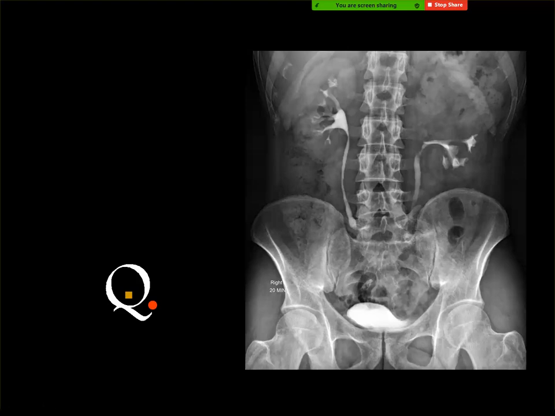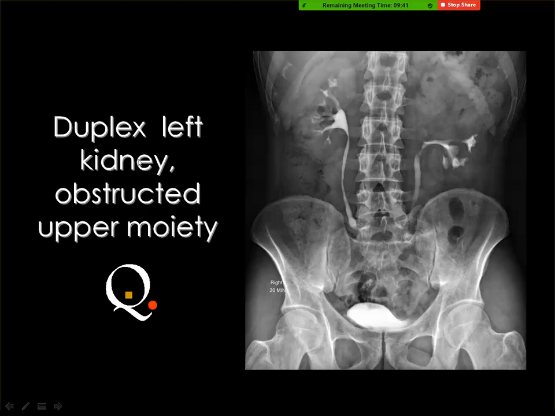Duplicated ureter. Yes, this is the drooping water lily, drooping flower appearance. It's drooping lily, I think. You know that there is a duplication of the collecting system, and the upper moiety is obstructed, and it will compress the lower moiety, resulting in this classic appearance. So this is a duplex left kidney with obstructed upper moiety.